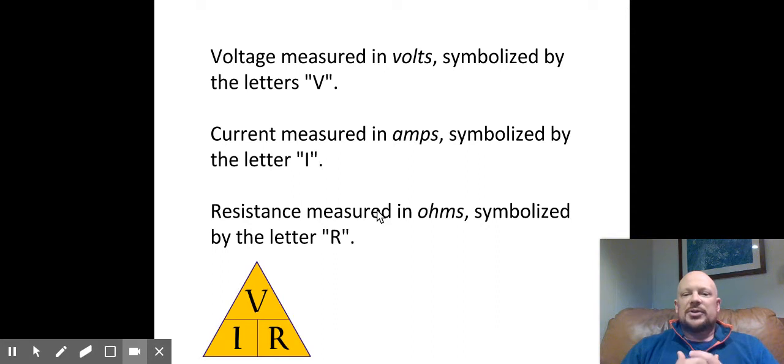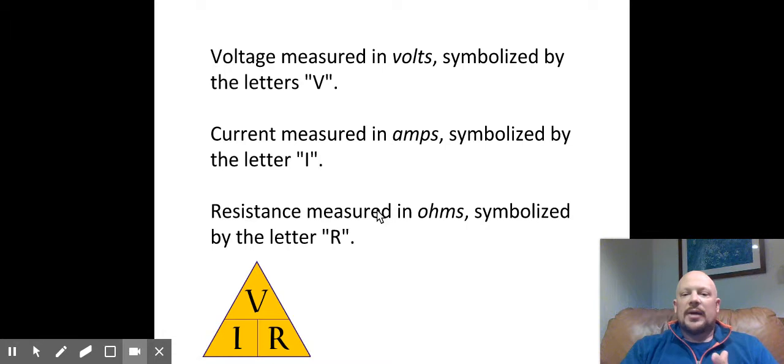Well, current is measured in amps and it's symbolized by the letter I. That gets a little confusing because you would think it would be an A, but it's not. It's the letter I. And so make sure you mark that, circle that, highlight that, remember that when you see I in this triangle, it's current. And then resistance is measured in ohms, is symbolized by the letter R. And so in our triangle, you see we have the V on top, and the I and the R is on the bottom. That's going to be important for us on remembering where those go when you're doing your problems.